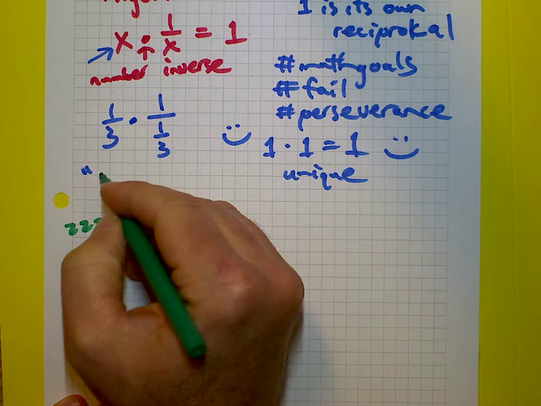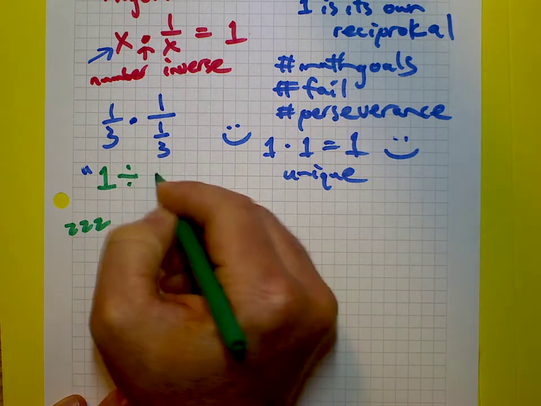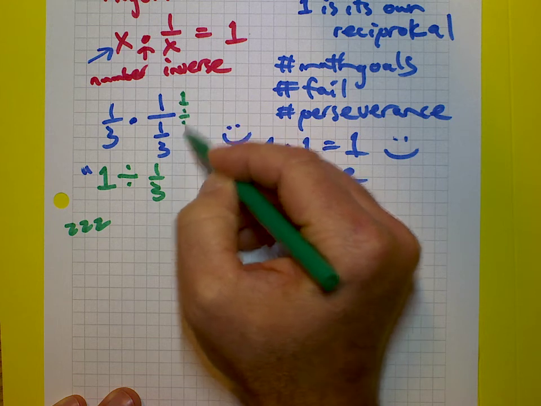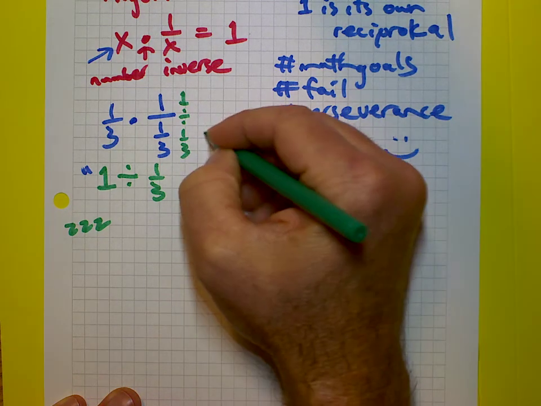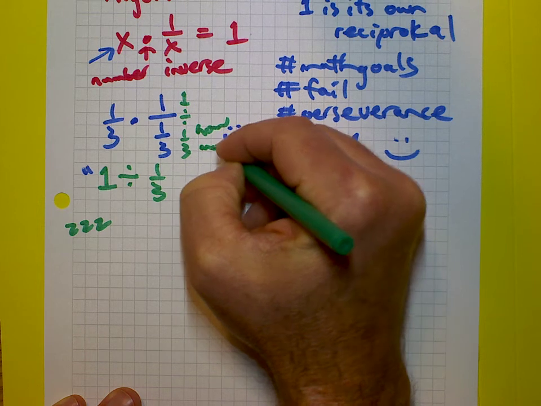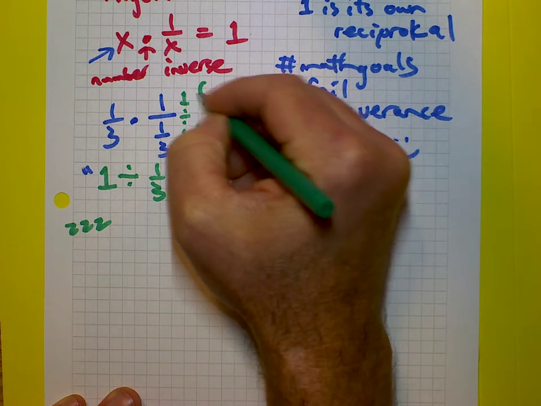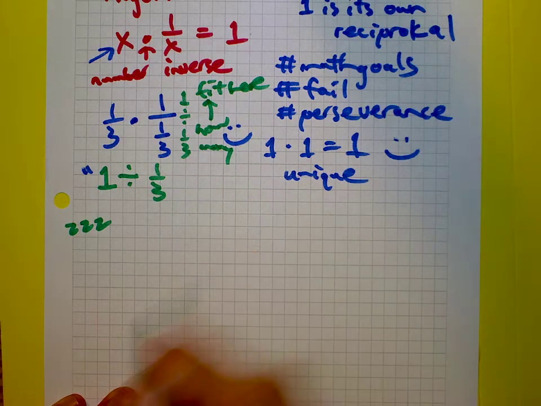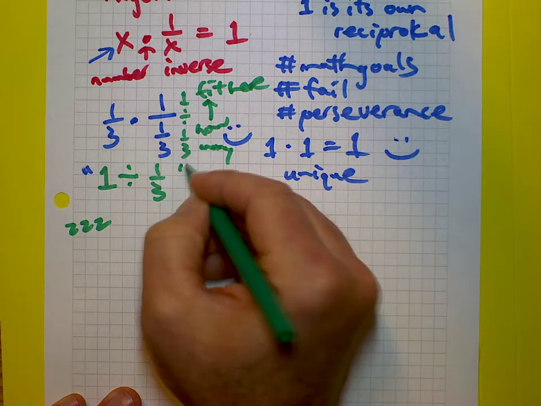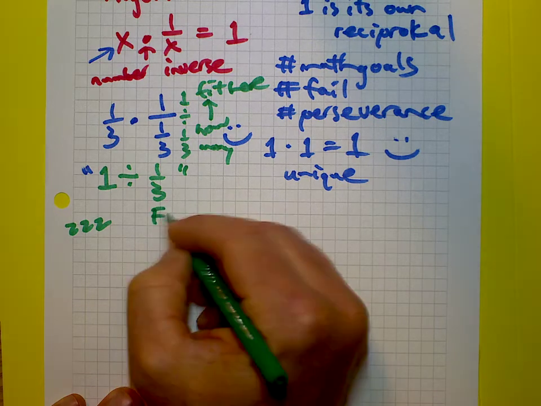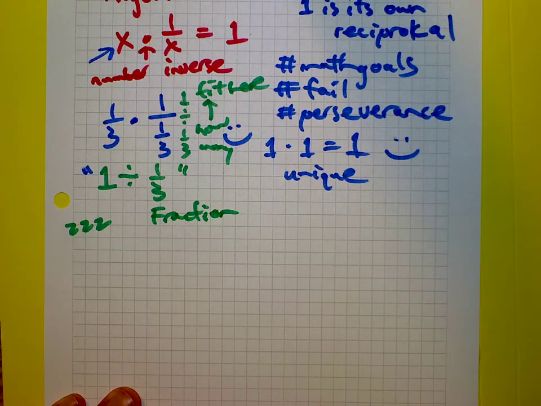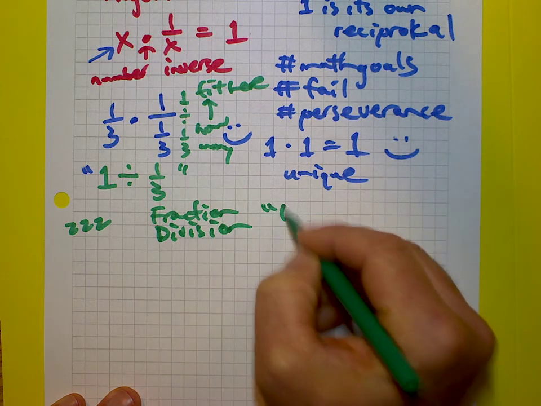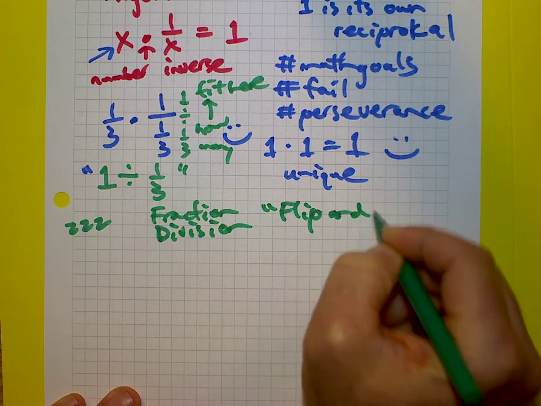Okay, but if I go 1 over 1/3, because that's what this says, 1 divided by 1/3, or it also says how many 1/3 fit into 1. Well, of course you would answer 3 with this because it's so simple, but what if you didn't know? What if you didn't know this? Well, when we're learning fraction division, yet another fabulous video on this channel, we're taught what? Flip and multiply.